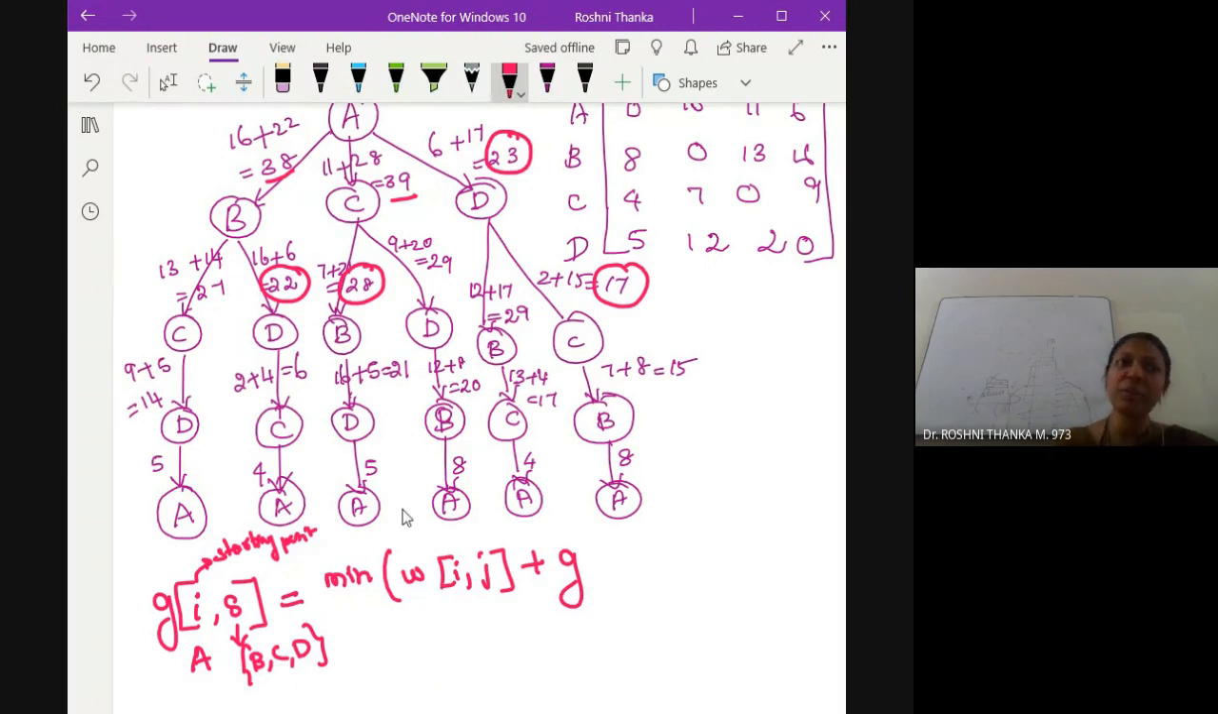Then similarly, I have to repeat for all the other cities. So it's like a recursive function. Again, the same thing I have to do once again. Then I have to find the path from C to D. Then I have to find the path from B to C. And then I have to find the path from A to B. So this has to be repeated, and this function needs to be called again and again.